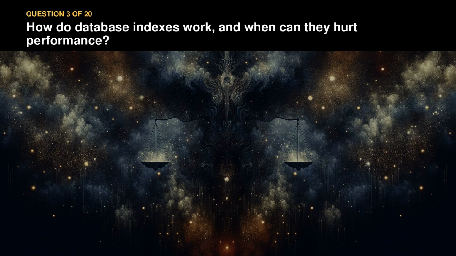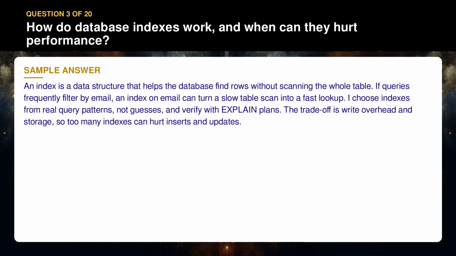Question 3. How do database indexes work, and when can they hurt performance? An index is a data structure that helps the database find rows without scanning the whole table. If queries frequently filter by email, an index on email can turn a slow table scan into a fast lookup. I choose indexes from real query patterns, not guesses, and verify with explain plans. The trade-off is write overhead and storage, so too many indexes can hurt inserts and updates.